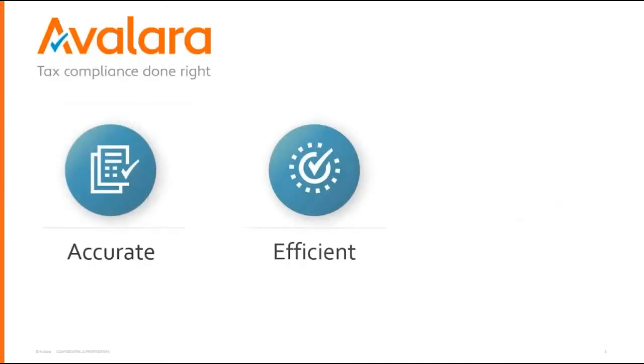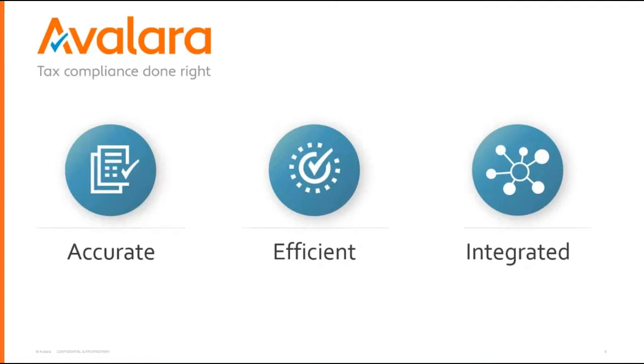So we really base our value proposition on these three pillars. For accuracy, we reduce the risk and automate your compliance. For efficiency, we save time and lower your ultimate costs. And then, of course, we're integrated in with your systems, and we deploy quickly without any business process disruption.